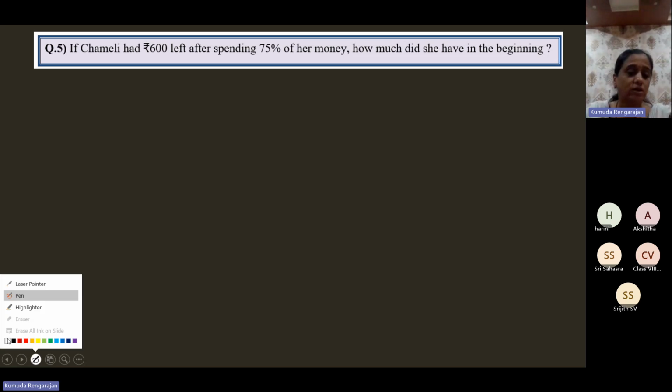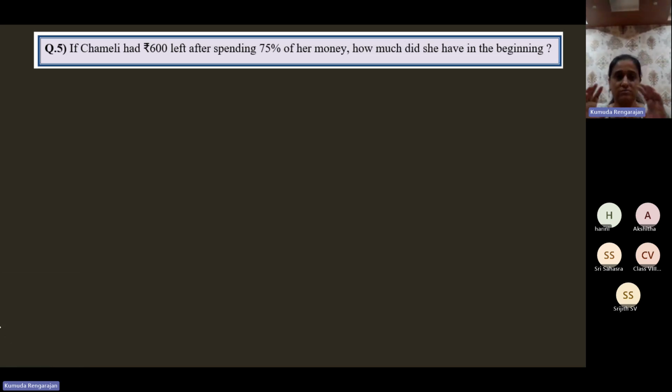Similarly here, the total money with Chameli is 100%. The total money she has is 100%. Now, what can she do with the money? She'll spend a part of it. She'll save the rest of it. These are the two parts. So she has some money with her. What are the two things she can do with it? She'll spend a part of it and she'll save the rest of the money. Like expenditure and savings.